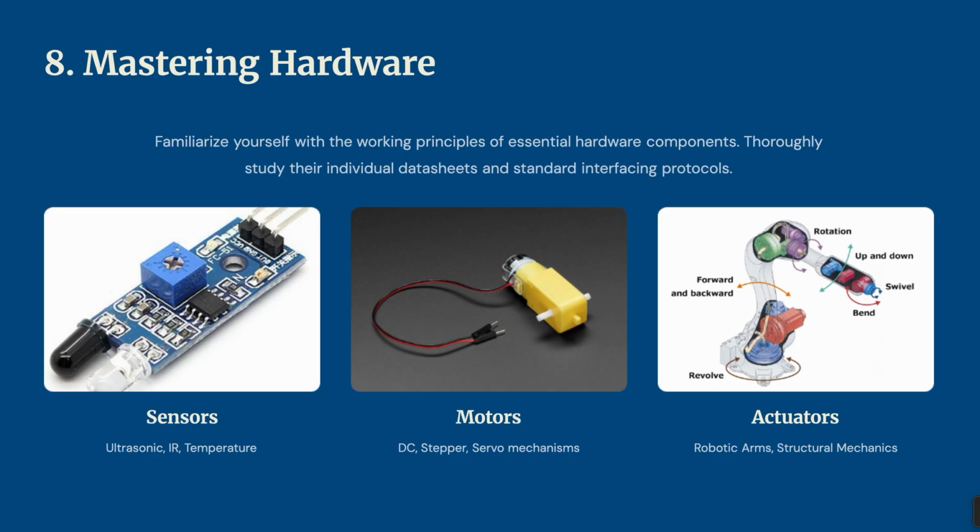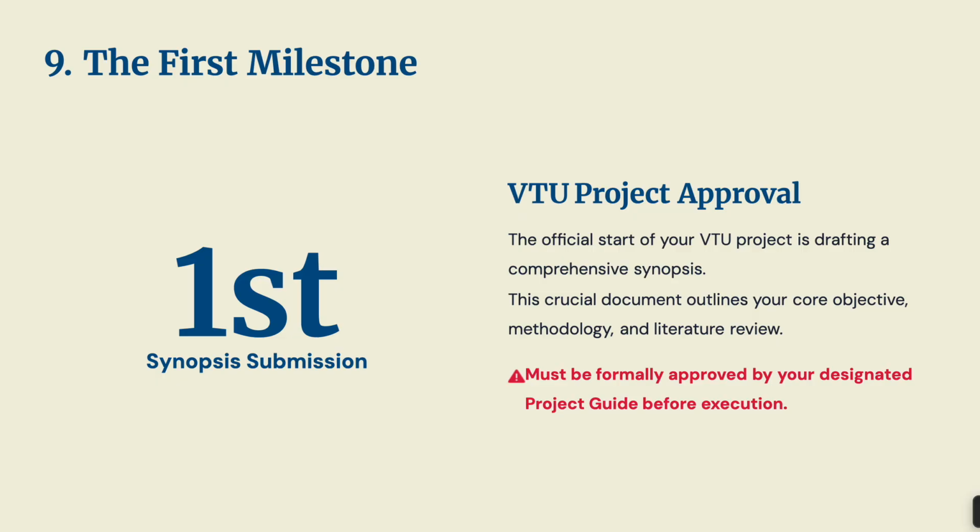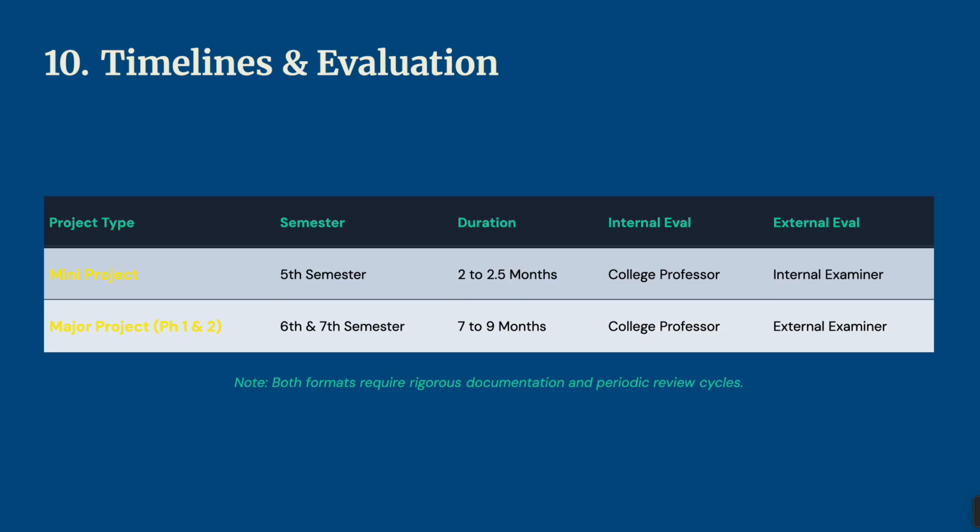Then, if your project is a hardware project, you need to understand how the hardware components work and how the mechanism in them works. Then, after you have done all this, you will present the first synopsis submission. This will be done to your guide, and if your project is noteworthy or it can make an industry impact, definitely your project guides will approve the project.